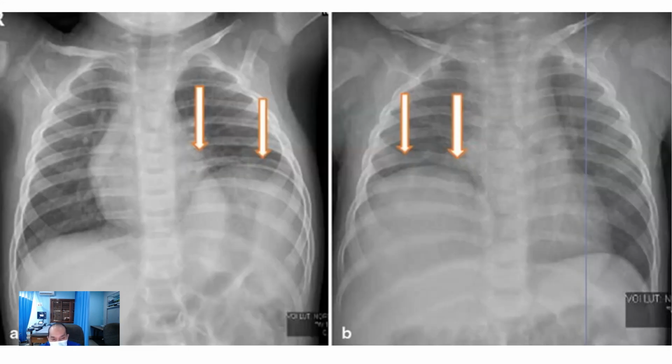And we see the dome of the left hemidiaphragm is elevated on the left image. And on the right image, we can see the right hemidiaphragm is elevated. So this is the case of diaphragmatic eventration.